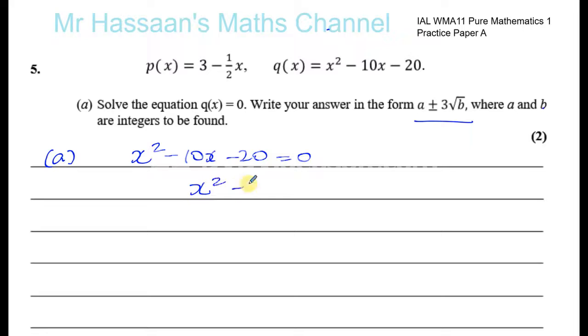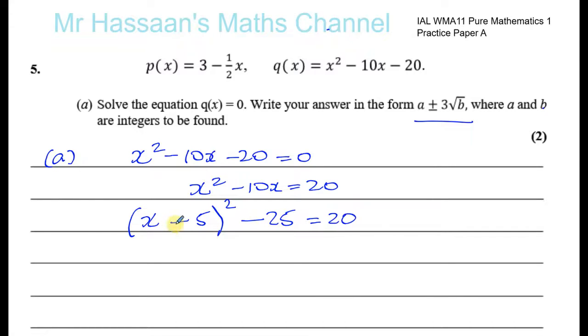X squared minus 10x equals 20. Then I'm going to complete the square, so this is going to be a square bracket. I'm going to write my x, I'm going to write minus a half of this coefficient, and then I'm going to take away the square of this number here. And so we get x minus 5 squared minus 25 equals 20.